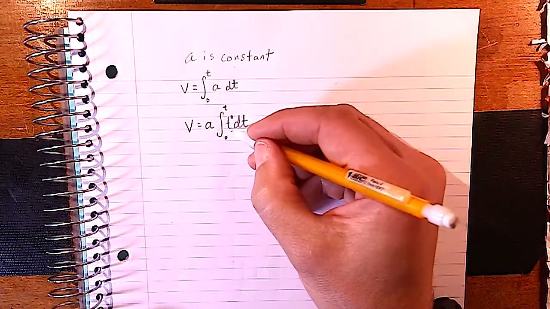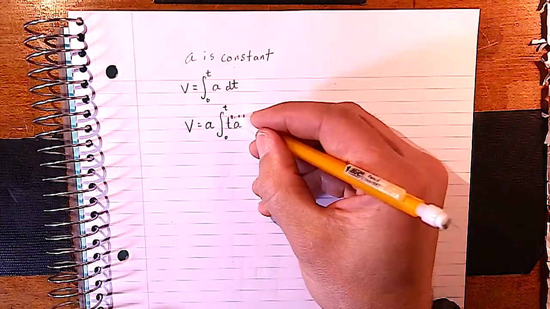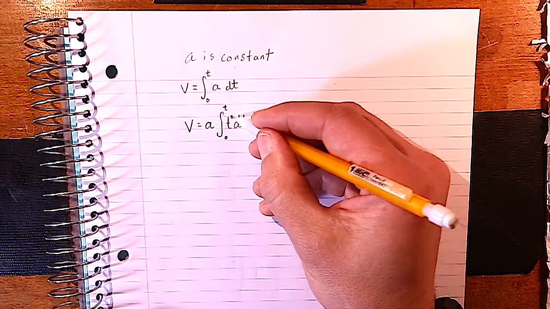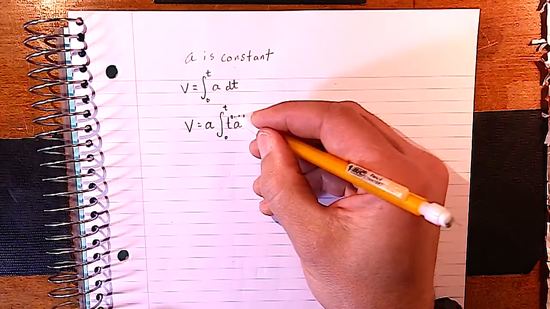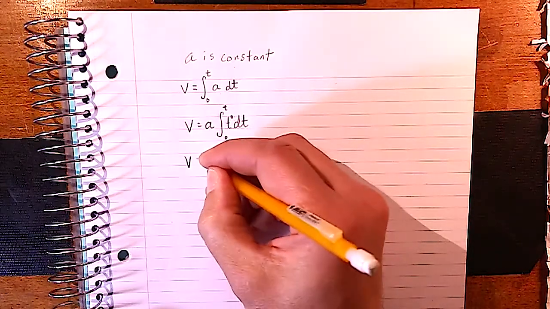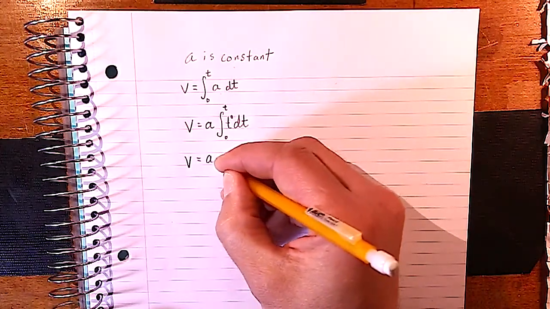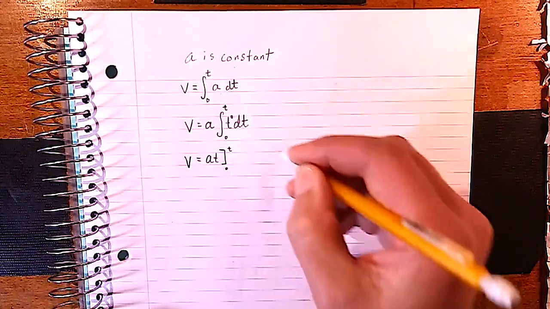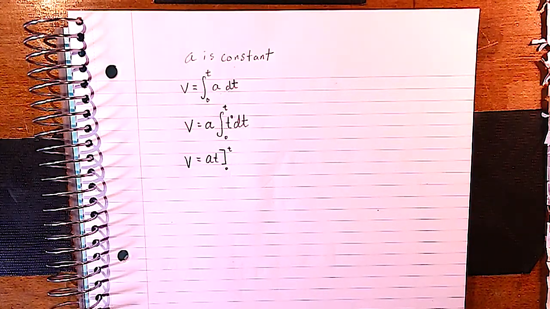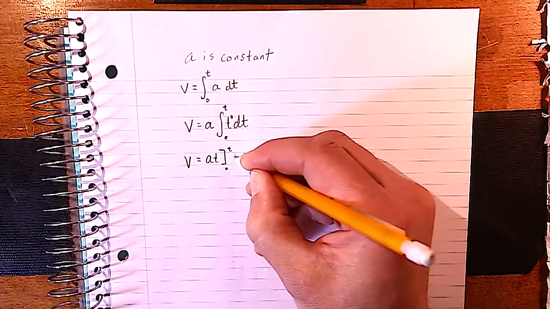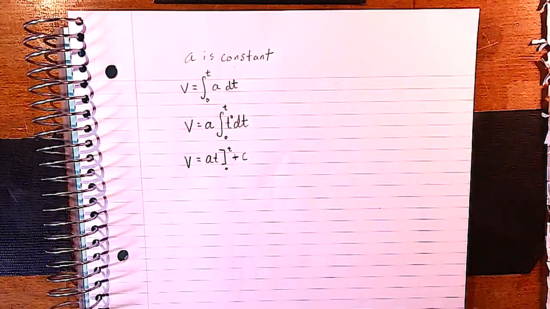So now when we apply our power rule, we add 1 to the exponent. 0 plus 1 gives us 1. Divide by the new exponent, 1. So that just becomes t. So we have v is equal to at from 0 to t. And whenever we do an integral, if you've learned this in calculus, you have to add a constant. Now, in most cases, the constant ends up being 0, but not always.